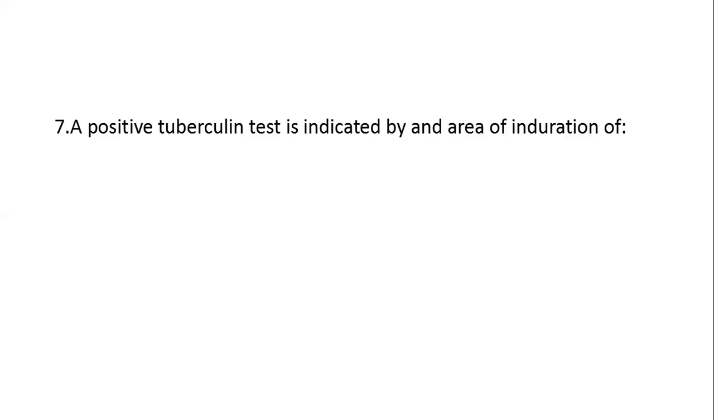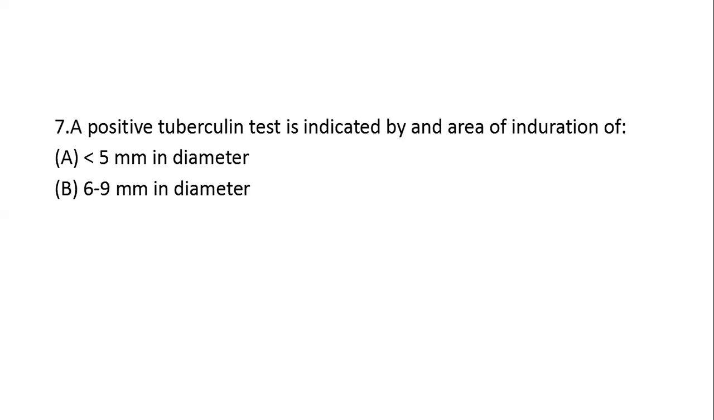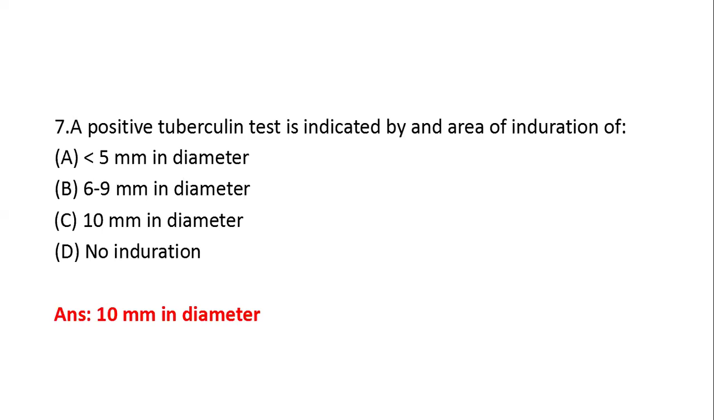Next question. A positive tuberculin skin test is indicated by an area of induration: Option A, less than 5 mm in diameter. Option B, 6 to 9 mm in diameter. Option C, 10 mm in diameter. Option D, no induration. The right answer is option C, that is 10 mm in diameter.